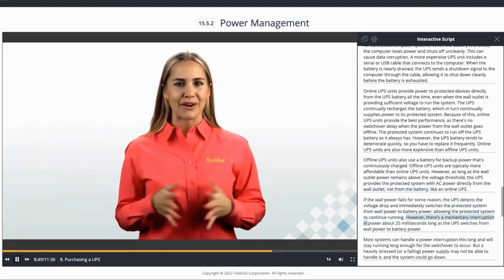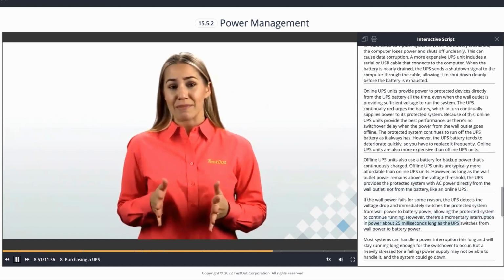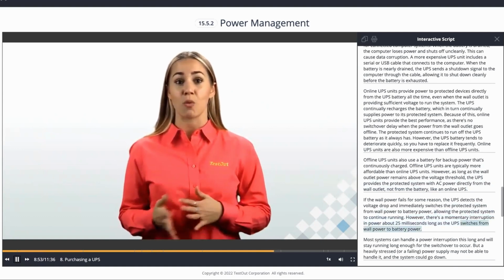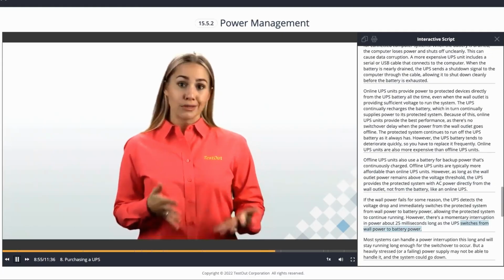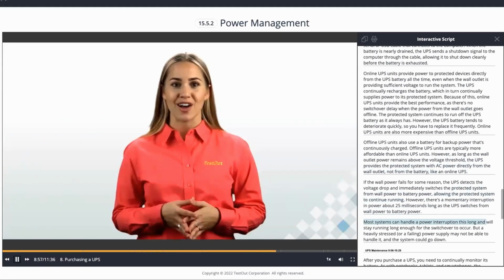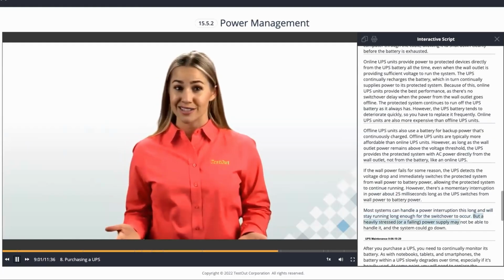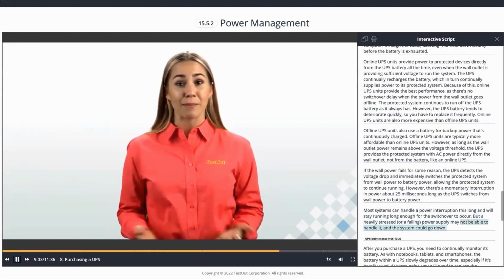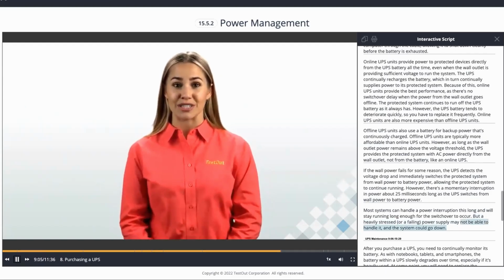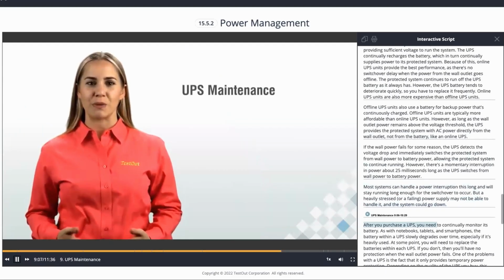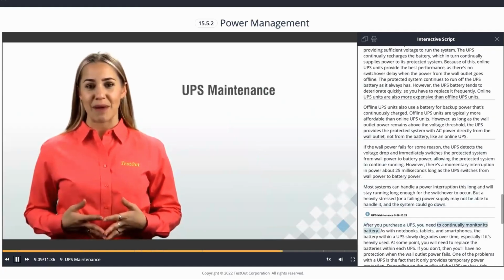However, there's a momentary interruption in power, about 25 milliseconds, as the UPS switches from the wall power to battery power. Most systems can handle a power interruption this long and will stay running long enough for the switchover to occur. But a heavily stressed or failing power supply may not be able to handle it, and the system could go down.